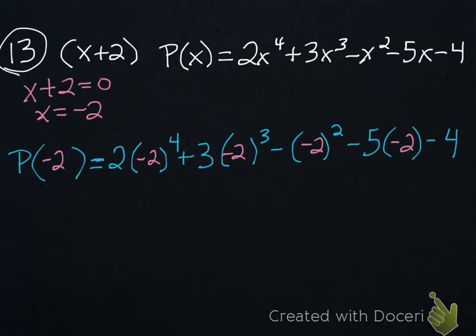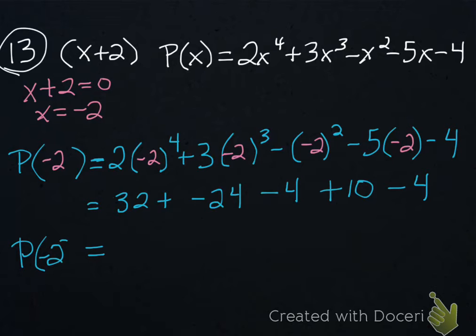So negative 2 to the 4th, that's 16. 16 times 2 is 32. So I have 32 plus negative 2 cubed. That's going to be negative 8 times my 3. That's negative 24. Then I have negative 2 squared. That's 4, but there's a subtraction. Negative 5 times negative 2 is positive 10, and then I have a minus 4 at the end. When I add all those numbers together, I get that the p of negative 2 is equal to 10.